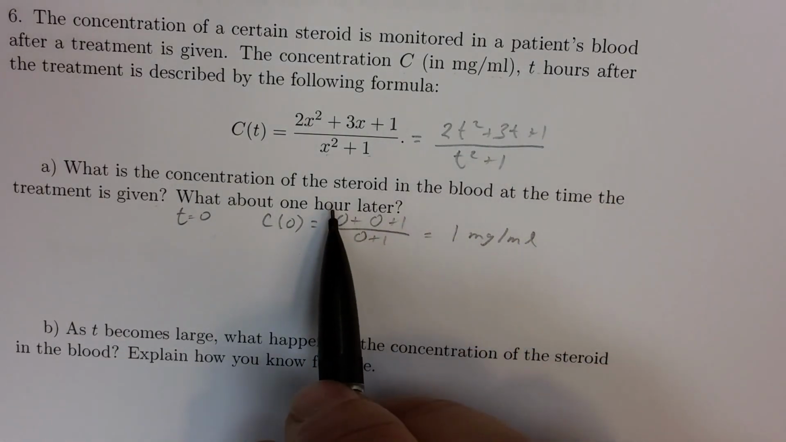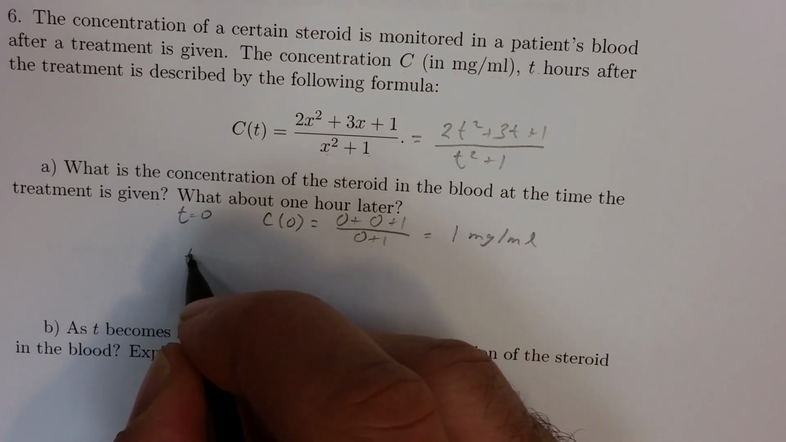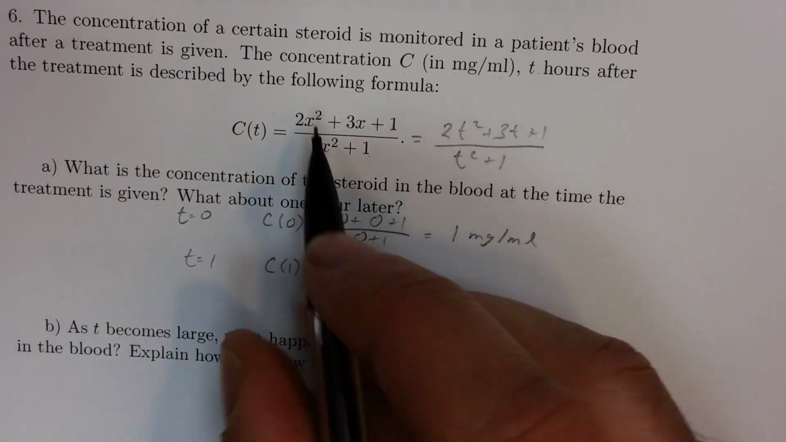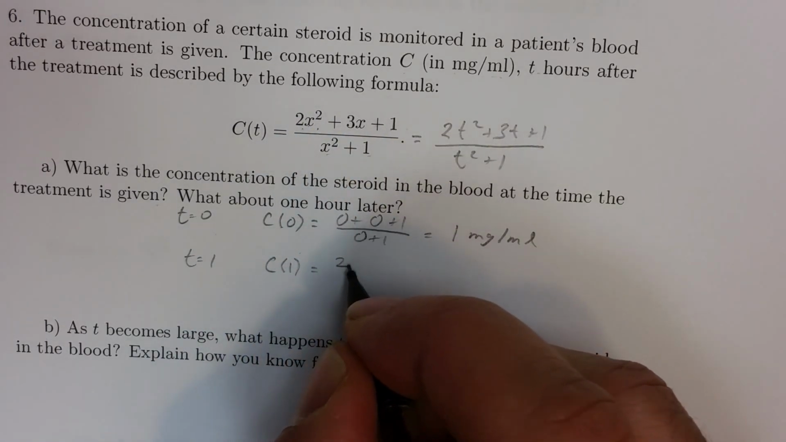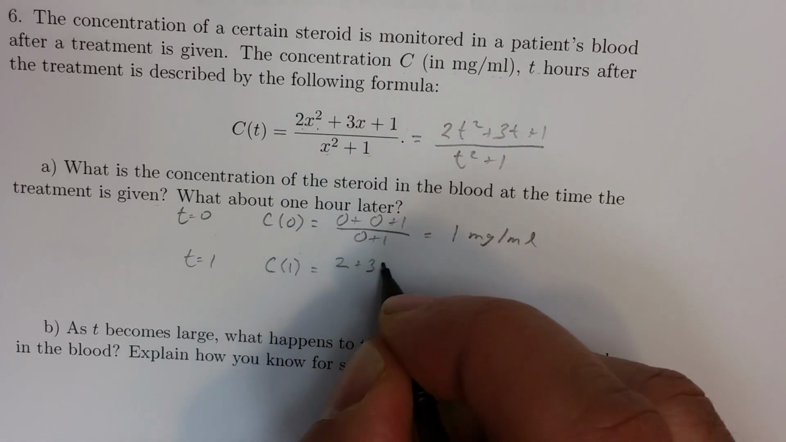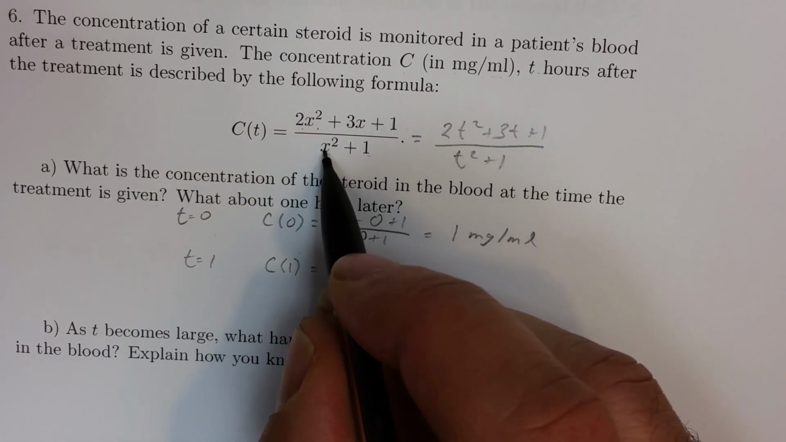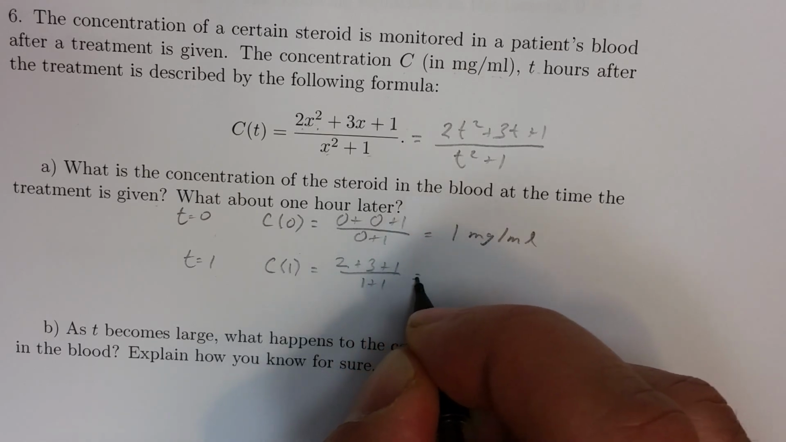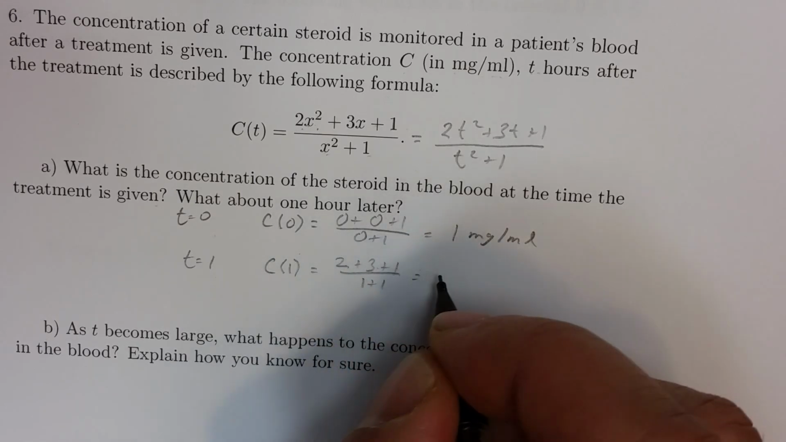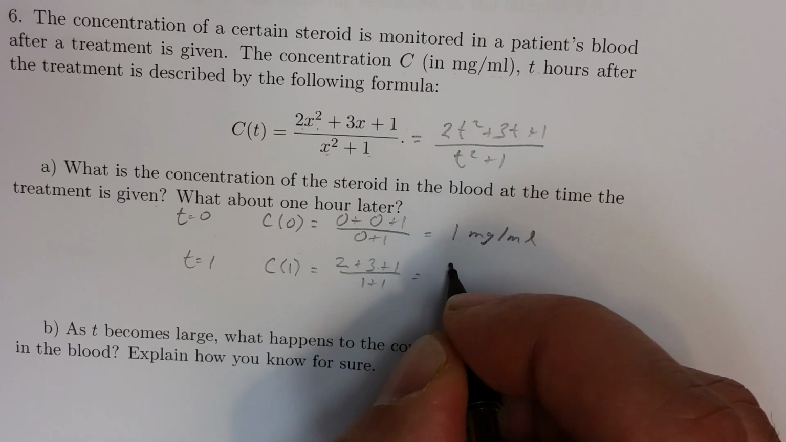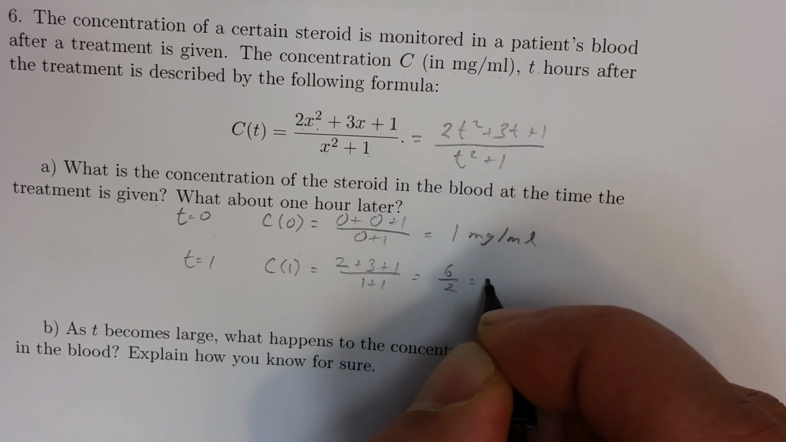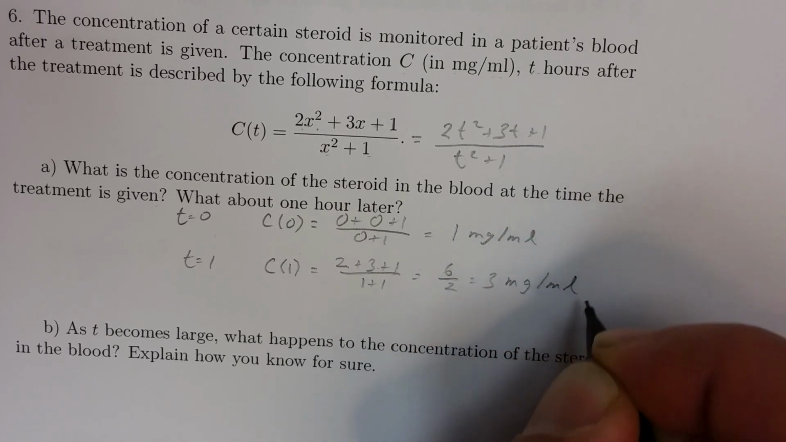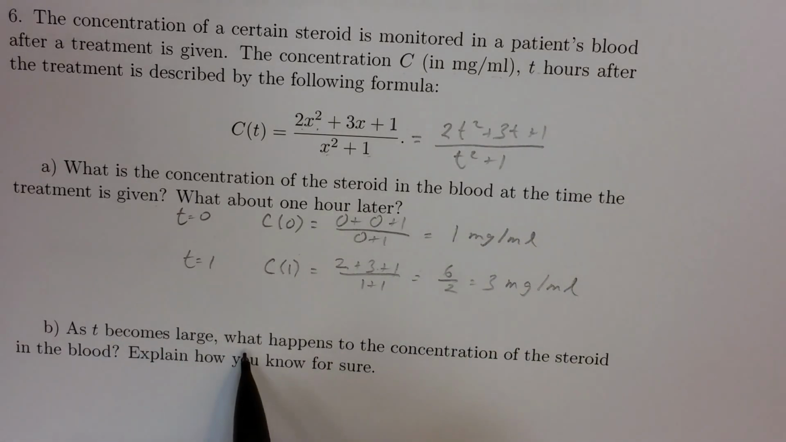And now let's take a look 1 hour later. I'm just going to plug in t equals 1. So C of 1 is equal to 2 times 1 squared, that's 2, plus 3 times 1, that's 3, plus 1, all over 1 squared plus 1. So that's 1 plus 1 at the bottom. So 2 plus 3 is 5, plus 1 is 6. So that's 6 over 2, which is 3 milligrams per milliliter.